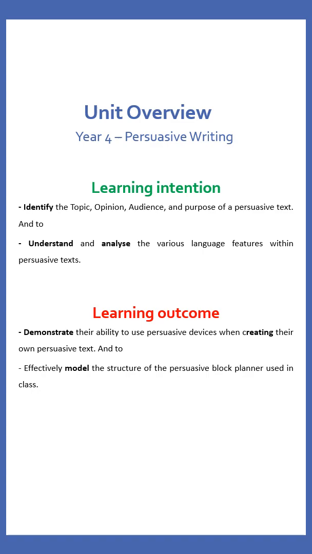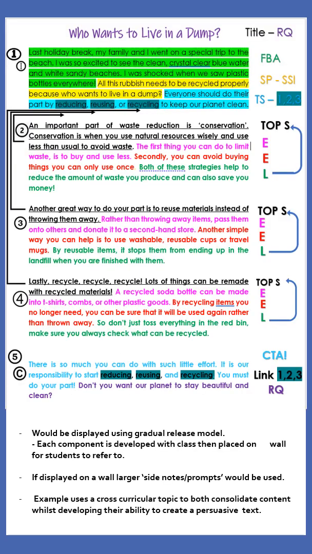And what students are aiming to achieve for their assessment is to demonstrate the ability to use persuasive devices when creating their own persuasive text, and also to effectively model the structure of the persuasive block planner used in class. So that block planner, an example of it is right here. Now, this is the main resource that is used for students to achieve their goal of independent persuasive text.